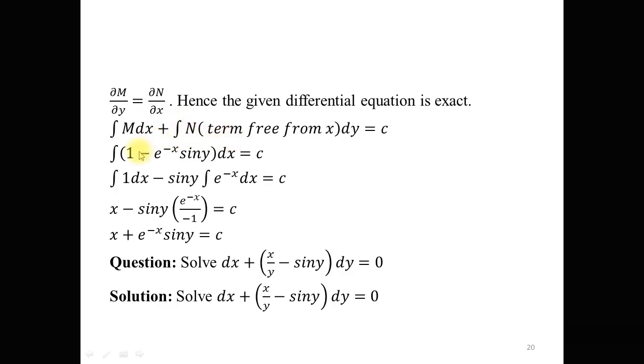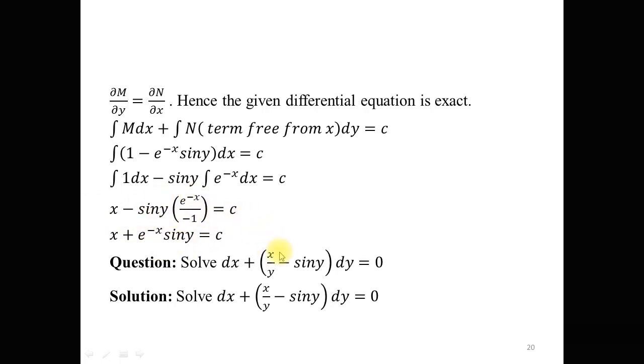So you see over here, this is the M function, integrated with respect to x. Integration of 1 with respect to x and integration of e power minus x, with sin y treated as a constant term. The integration of 1 is equal to x, and the integration of e power minus x is equal to e power minus x divided by minus 1, with sin y treated as a constant term, is equal to c. We can write x minus e power minus x sin y is equal to c. This is the solution of the given differential equation.